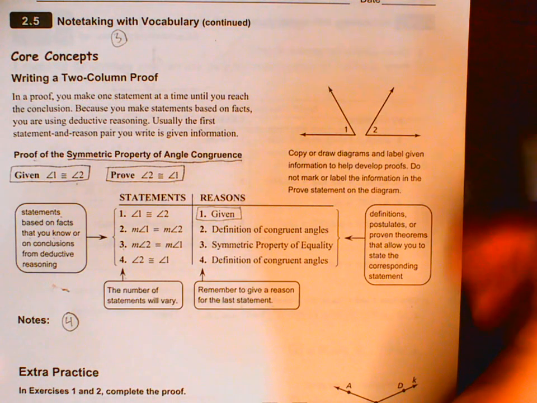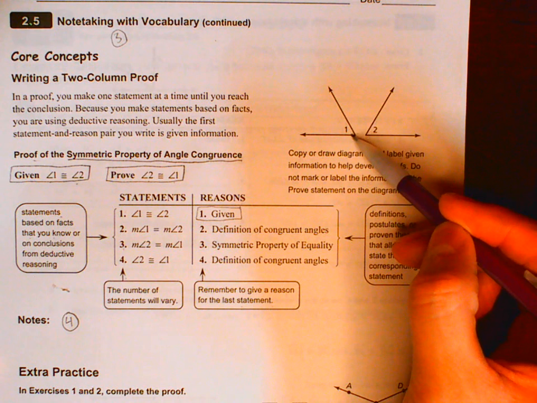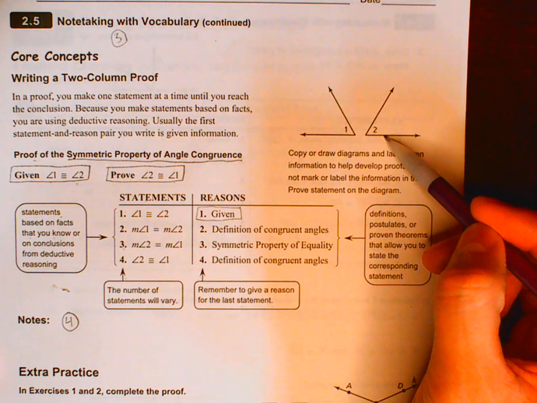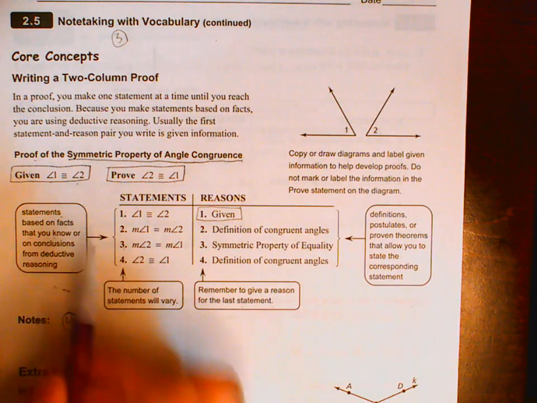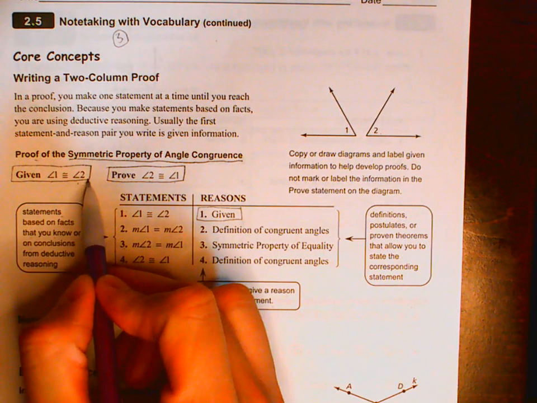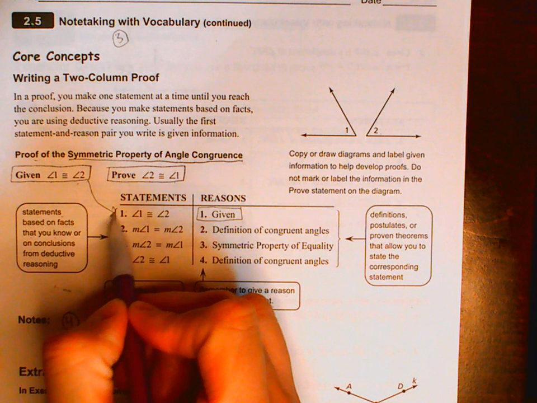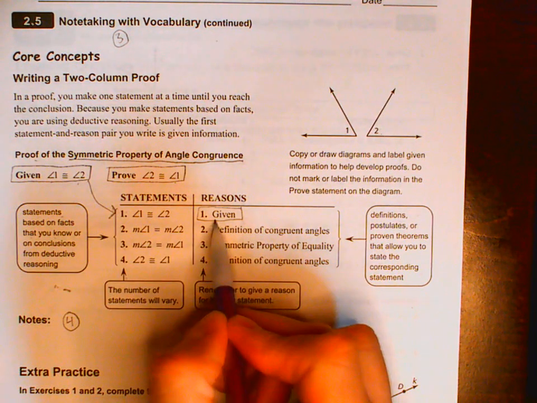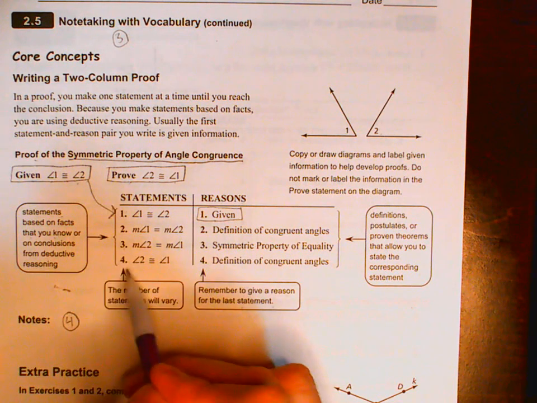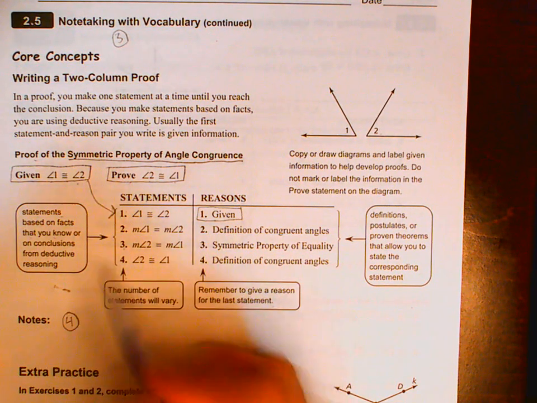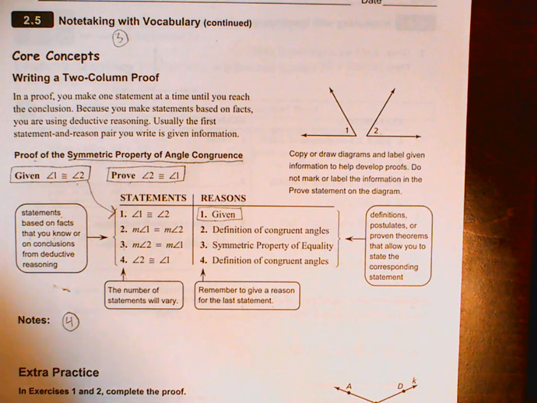All right, so what you have here is angle 1 and angle 2. Now it's given to me that angle 1 is congruent to angle 2. So the given is always going to be the very first step. The reason: because it's given. Your very last statement should be what it is that you are trying to prove. Now, whatever happens in between, that's the magic of proving this.